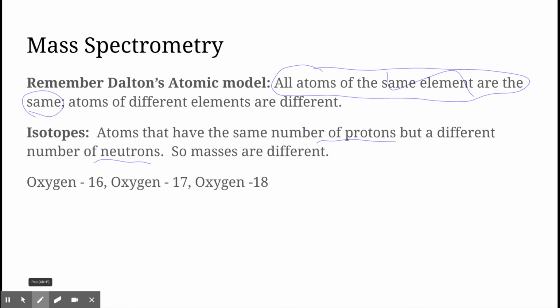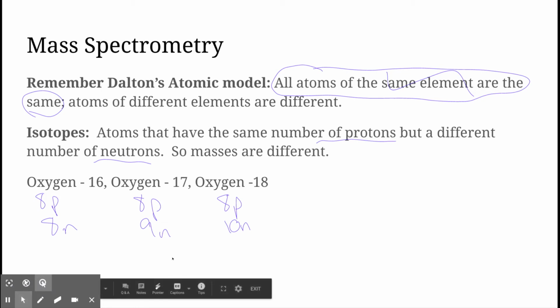For example, the natural isotopes of oxygen are oxygen-16, oxygen-17, and oxygen-18. They all have 8 protons, but this one has 8 neutrons, this one has 9, and this one has 10, which actually makes them different from each other. Using a certain instrument that I'll describe next, we're able to separate these from each other and figure out how many we have of each in a sample of oxygen.